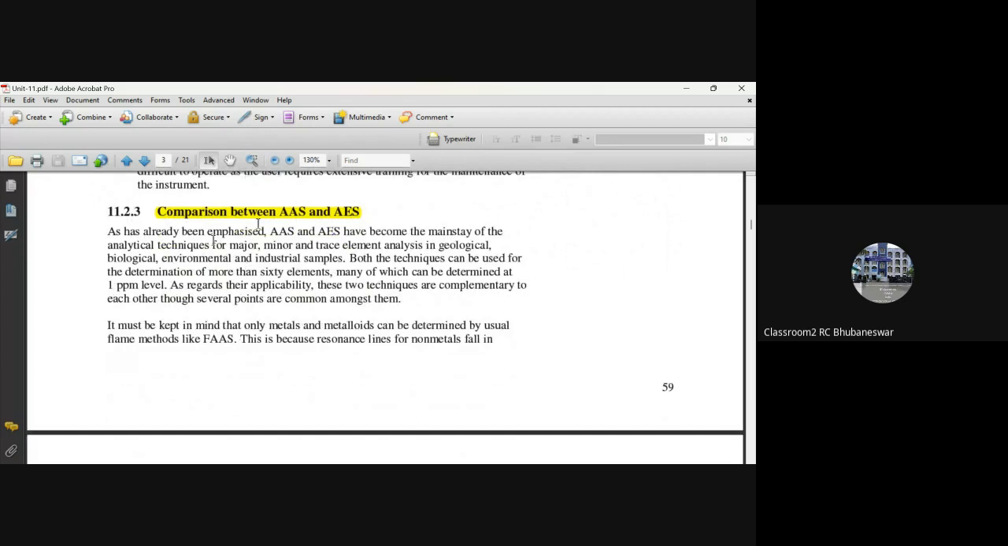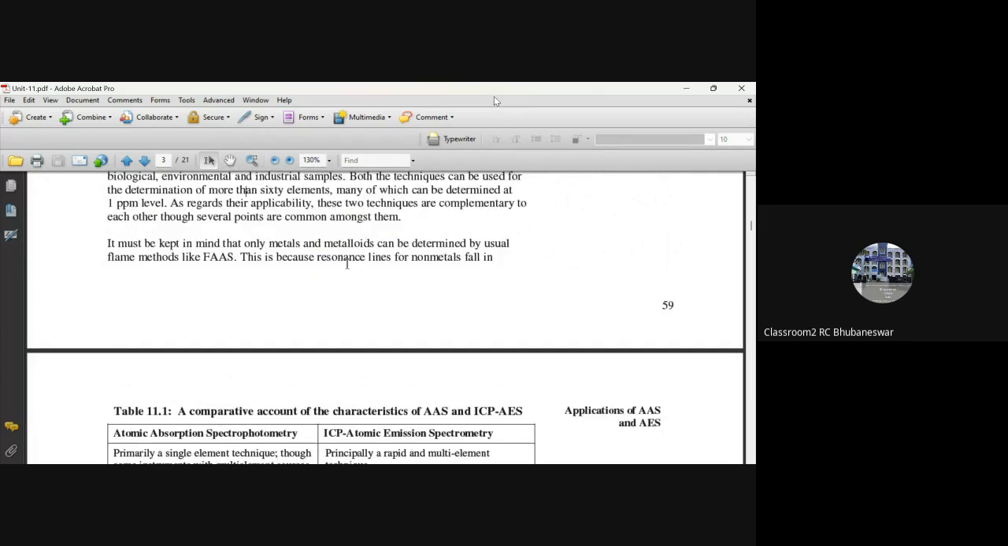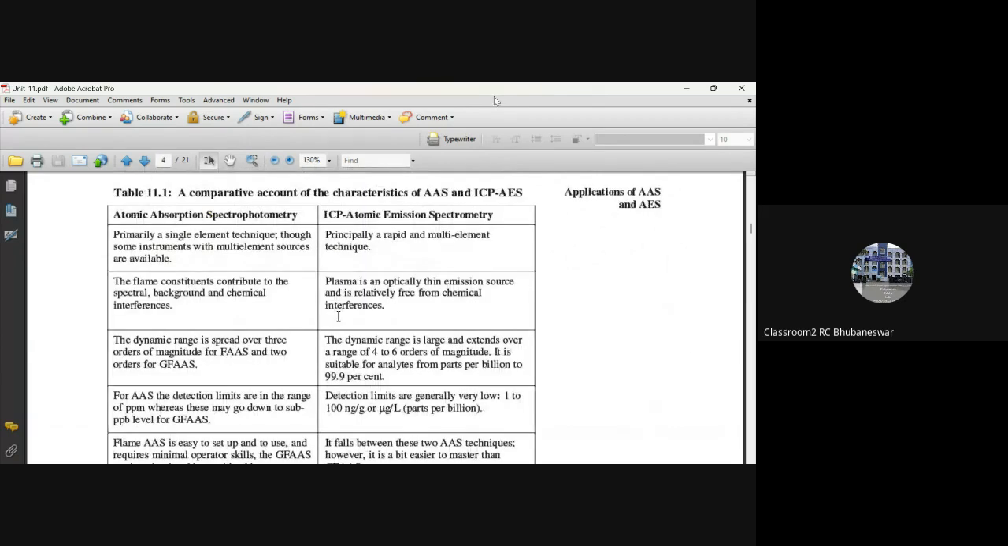Then coming to the comparison of AAS, the question may come like this. What is AAS? You got to know. What is ICP-AES? You got to know. What is its comparison?